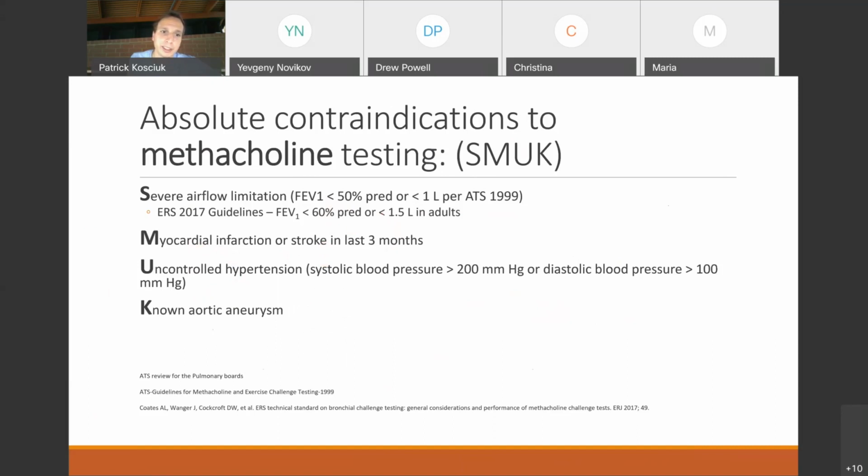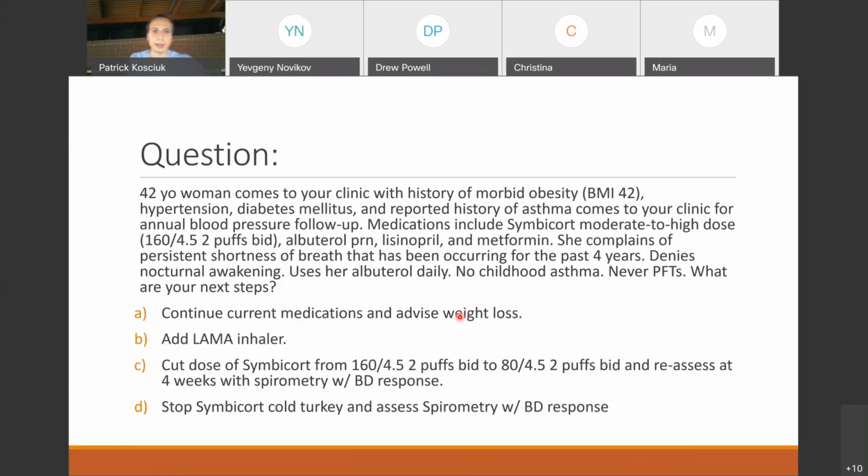And interestingly enough, although we always put PFTs on for surgical clearance, with a known aortic aneurysm that they're going to graft or repair, God knows what, you probably shouldn't do a methacholine challenge in that patient population. So I'll provide you with a question to lead into our next category.